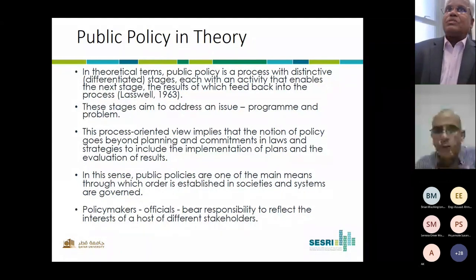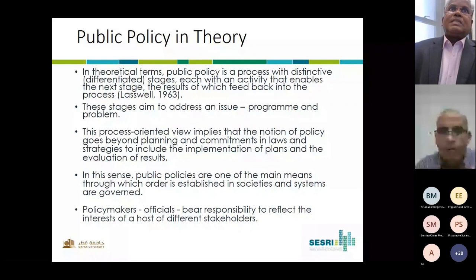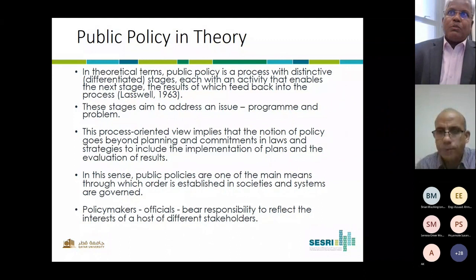In theoretical terms, public policy is a process with differentiated stages of policy making, policy analysis, each with an activity that enables the next stage, and the results of which feed back into the process. These stages aim to address an issue, possibly a program or a problem. So this process-oriented view implies that the notion of policy goes beyond planning and commitment in laws and strategies, to include the implementation of plans and the evaluation of results.